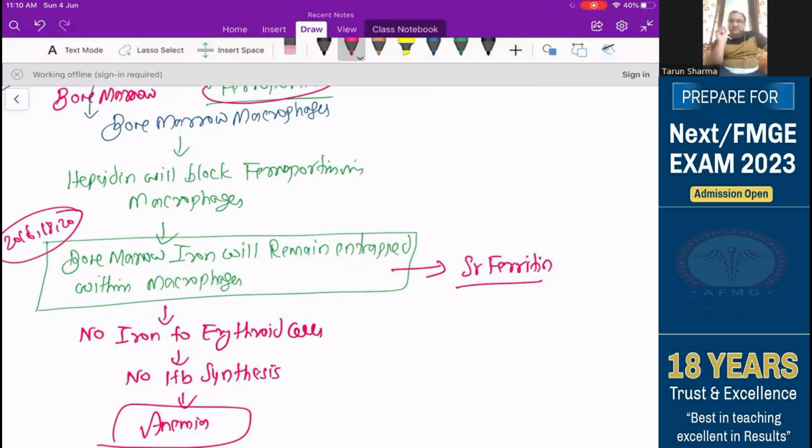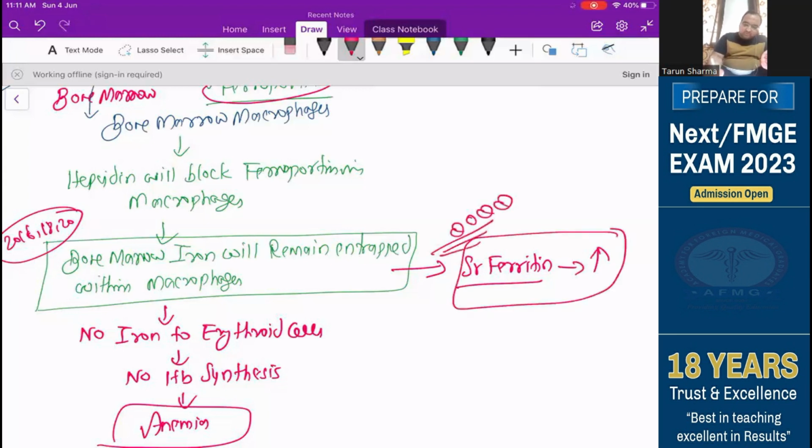Why? Because ferritin cannot differentiate whether the iron is there within the erythroid cells of the marrow or whether it is there in the macrophages of the bone marrow. If this iron is there within the bone marrow erythroid cells, ferritin remains high in the blood. Even if it is there in the wrong side, that is the bone marrow macrophages, it cannot differentiate. It still remains high. So this is why serum ferritin levels remain high in cases of anemia of chronic disease.